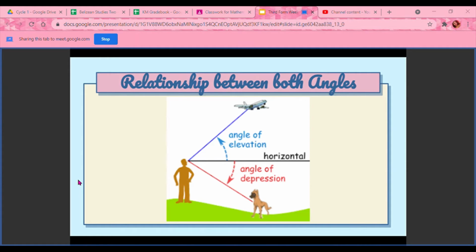You don't have one eye looking at that side and the other eye looking at the other side, or one eye looking up and your other eye looking down. Both of them are looking at the same thing. You have your horizontal, your line of sight. If I look up, I see a plane. I created an angle of elevation. If I look down, I see a dog. I created an angle of depression. Everybody understands the difference?